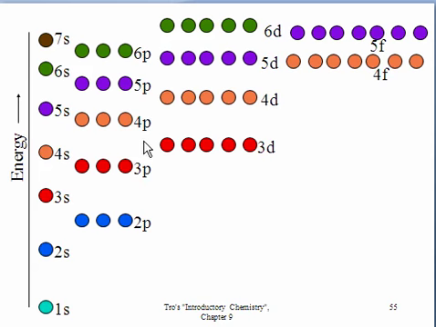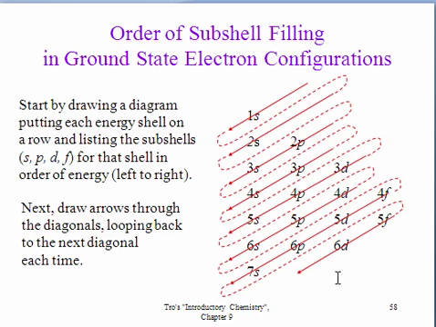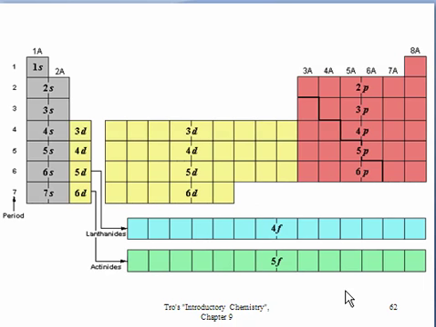Remember this diagram right here. And so because they're so close, we need a little bit of help to let us know which energy level comes before which energy level and which subshell comes before which subshell. So this diagram has been helpful, but we're also going to look at using the periodic table to help us figure out the order of electron configurations.